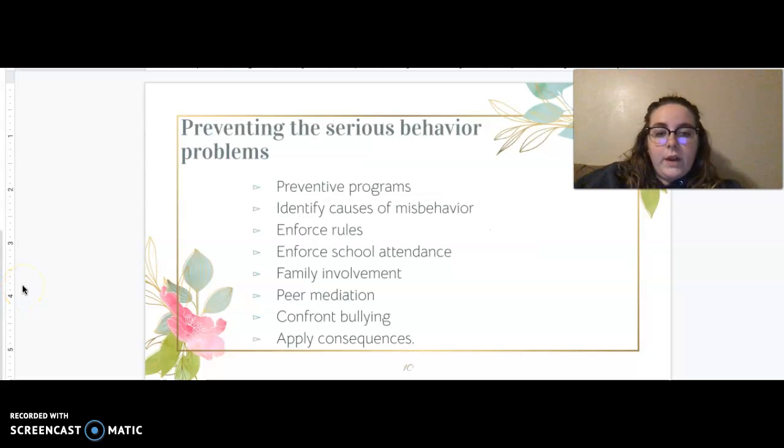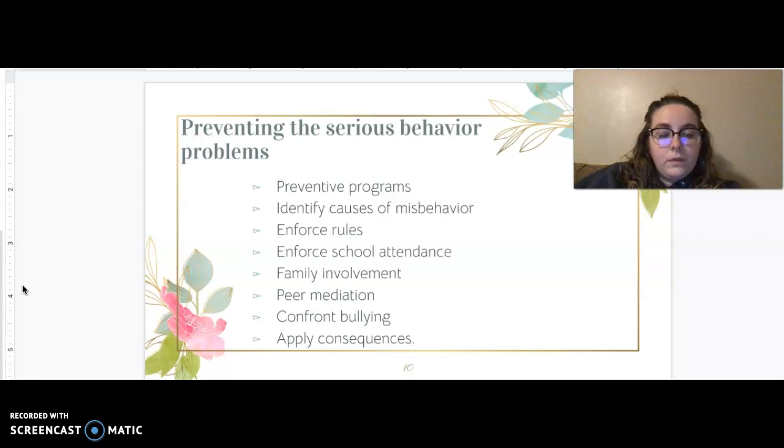Use preventative programs. You identify the causes of misbehavior. They could be misbehaving because they're not getting the proper nutrition at home, or they're not getting any attention at home, or something's going on with their friend group. Just look at those aspects.